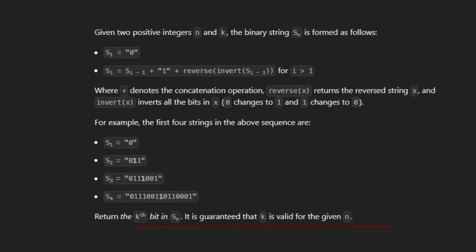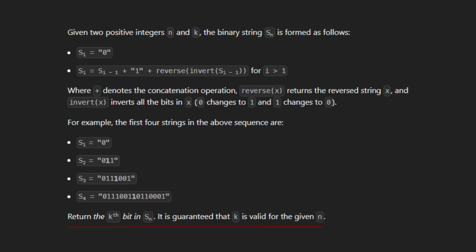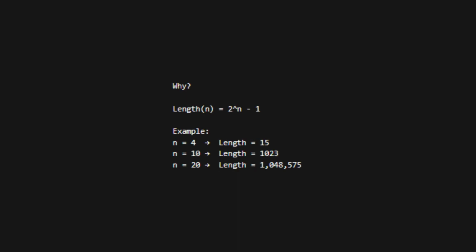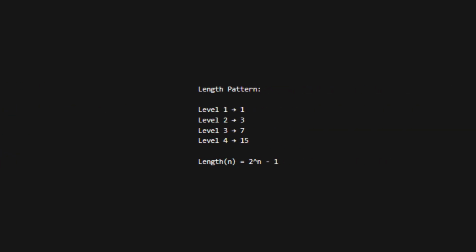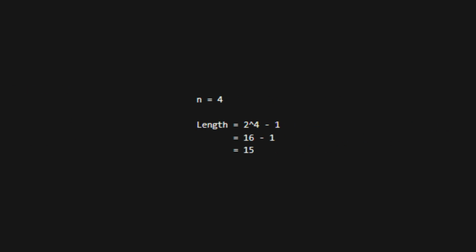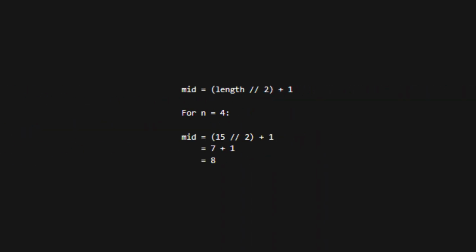Now we only care about one position, that is kth bit. और पूरा string build करने की ज़रूरत नहीं है, वो length बहुत जल्दी grow करता रहता है ना. So no need. To figure out where k is, one thing helps a lot, that is length. At level n, the length is 2 raised to the power n minus 1. So if n is 4, the length is 15. And the middle position is half of 15 plus 1, which is 8, right there.